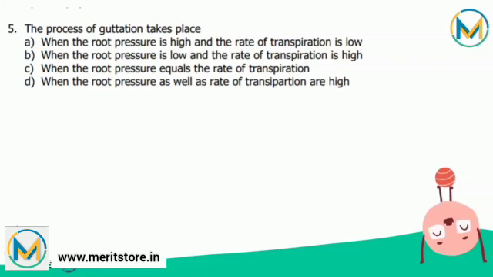Hydathodes are stomata-like pores, generally present at the tips or margins of leaves of those plants that grow in moist shady places. An example is Tropaeolum. So the correct answer is when the root pressure is high and the rate of transpiration is low. That is option A. So the correct answer for this question is option A.